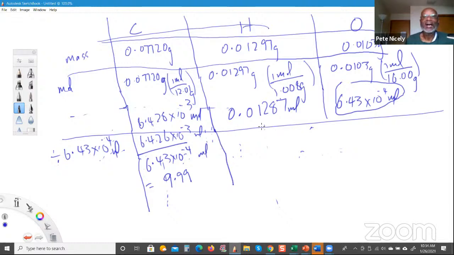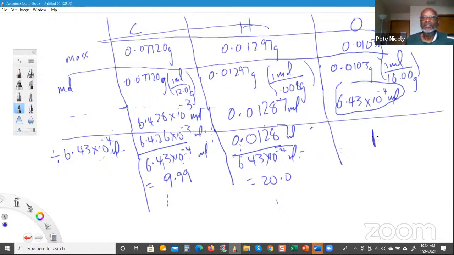And then here, I'm going to take 0.01287 moles divided by 6.43 times 10 to the minus 4 moles. According to my calculation, this works out to be equal to, to 3 sig figs, 20.0. And then this, of course, would give 1, right?